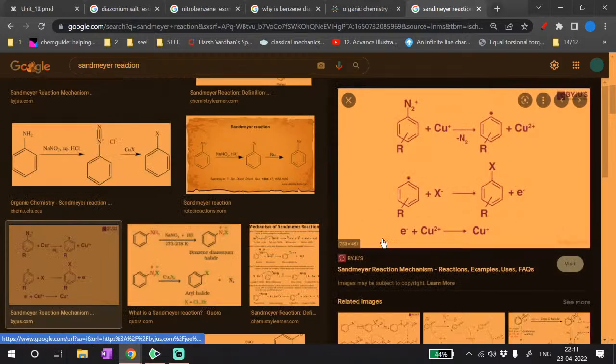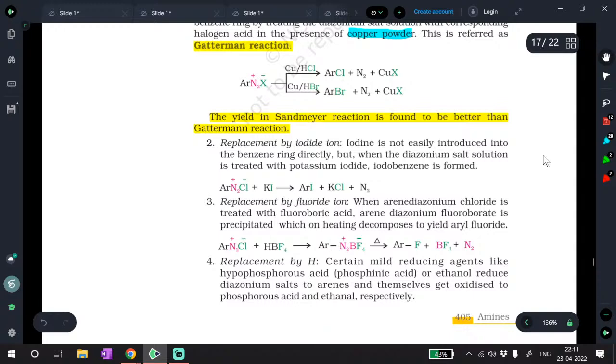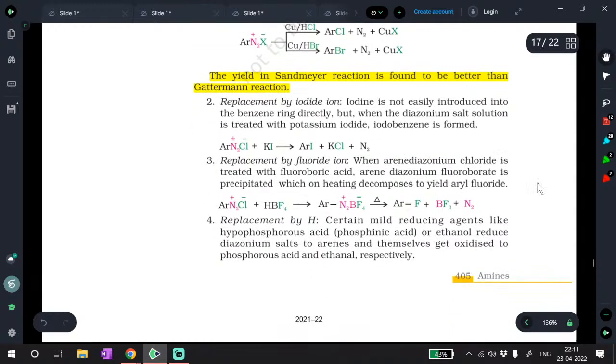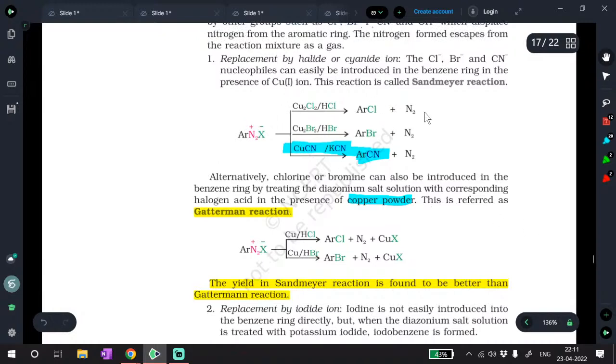So Cu plus is formed, right? So that Cu plus will react with one of the halogens. So here N2 plus Cl, here Cl N2. So there will be a CuCl here, a CuBr here, a CuI here. Okay, no problem.